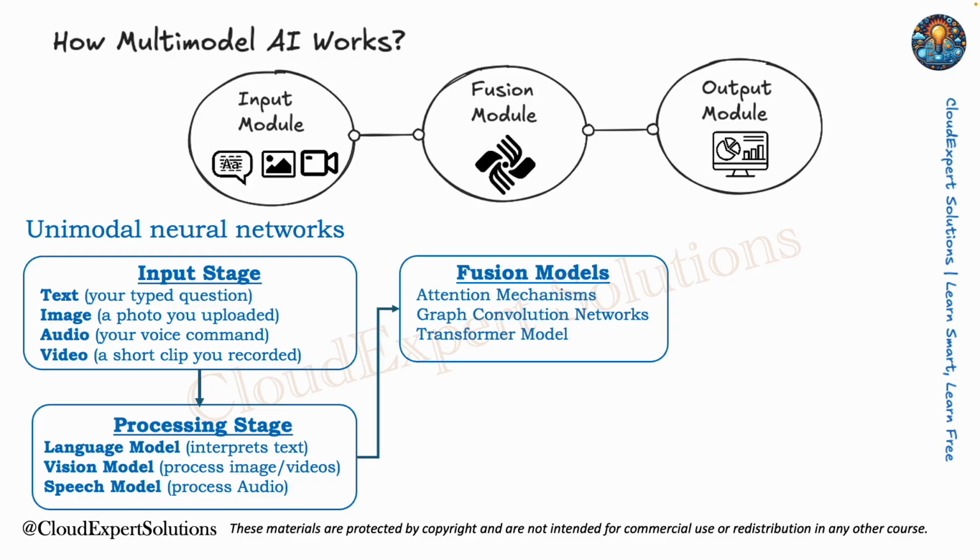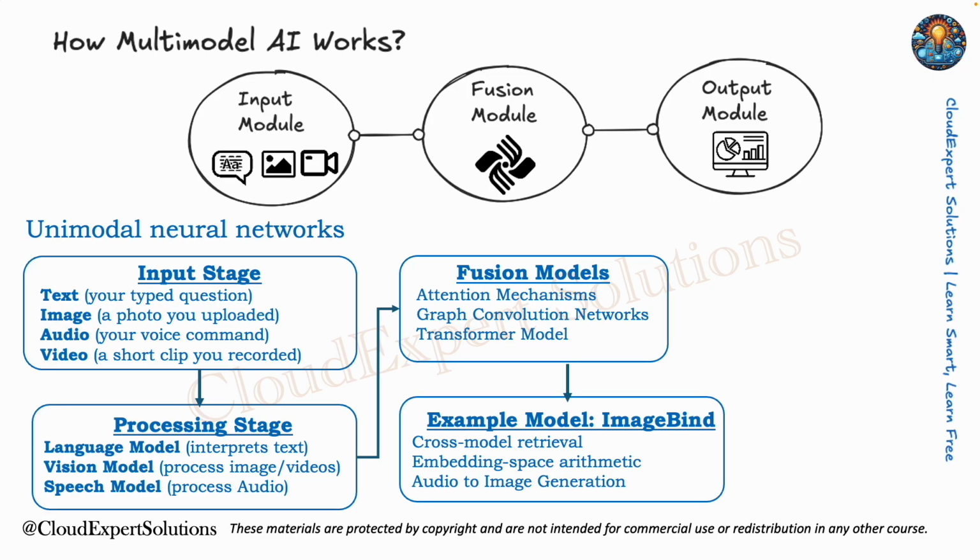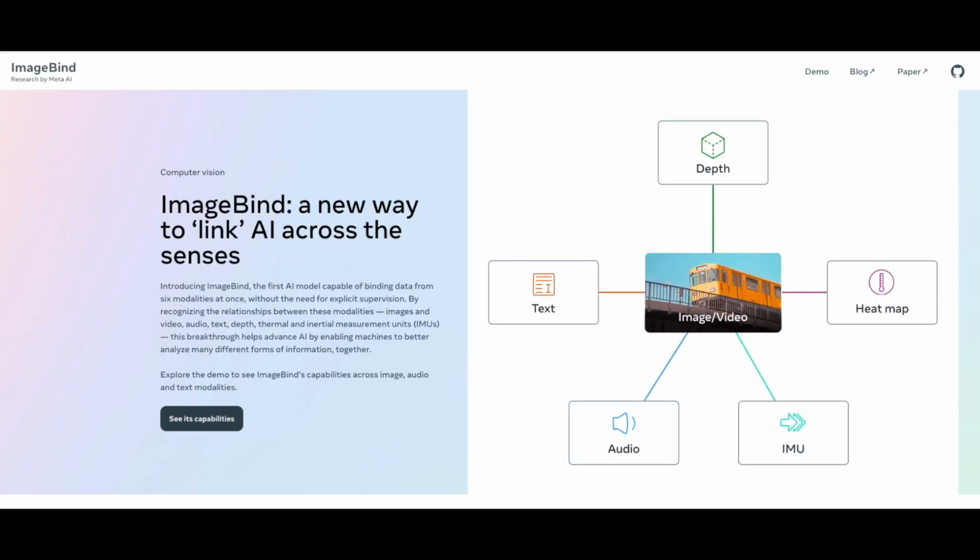After extraction, the fusion module comes into the scene to integrate information from multiple modalities such as text, image, audio, and video. An example of multimodal is ImageBind by Meta. It is capable of binding data from 6 modalities at once without the need for explicit supervision. Here is a graphic that I have taken from the ImageBind product page, which is processing 6 modalities, that is image, video, audio, text, depth, thermal and inertial measurement units or IMUs.